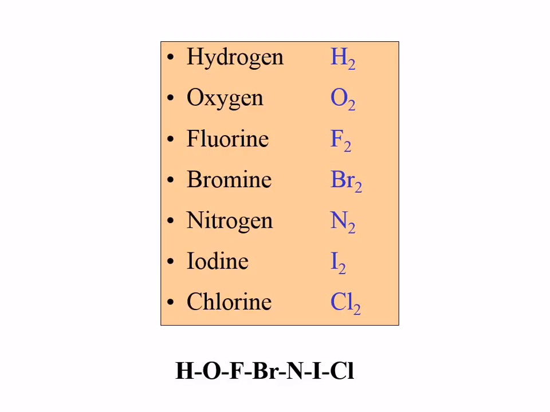HOFBRNICL. That's how I learned my lovely diatomic elements like 50 years ago. I guess it couldn't have been 50 years ago, that would be really bad. But it kind of spells a name, Hoffernickel. And if I put little subscripts 2 there, you have the 7 diatomic elements: hydrogen, oxygen, fluorine, bromine, nitrogen, iodine, and chlorine.